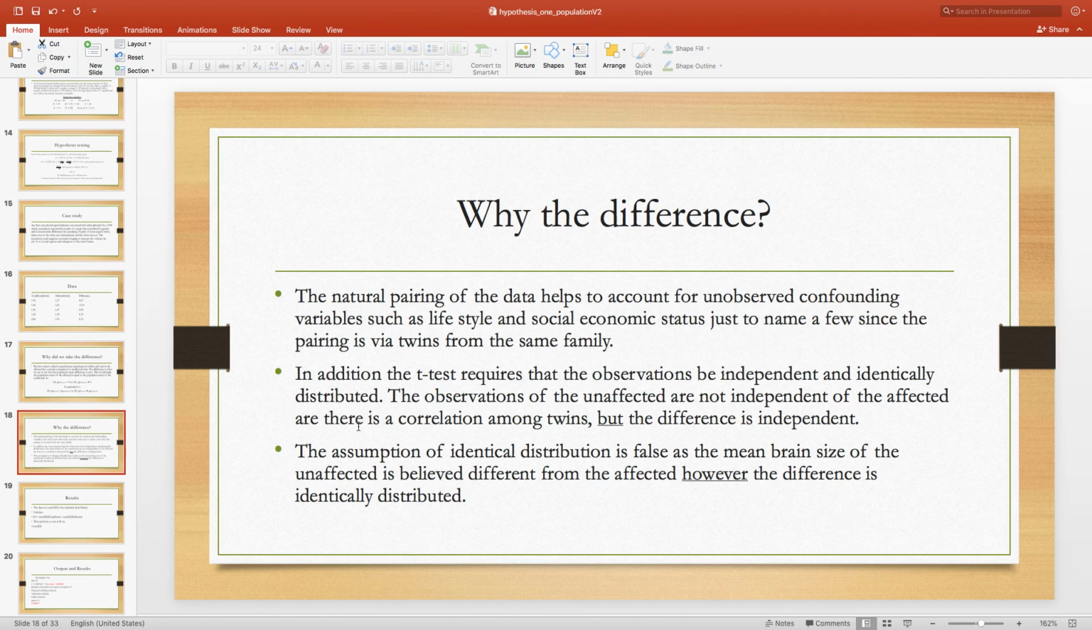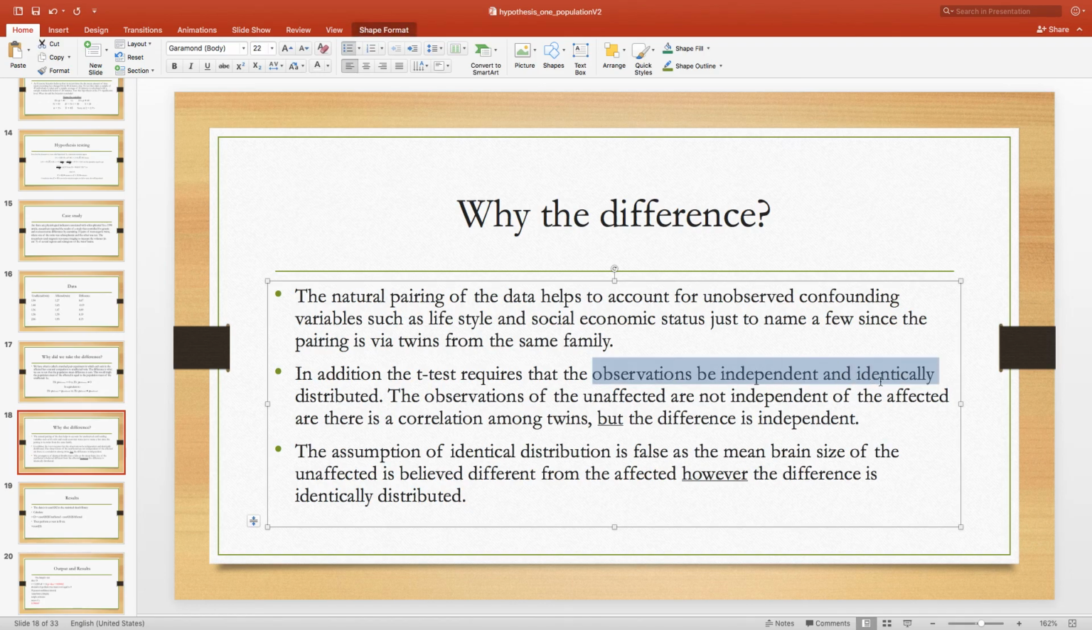Okay, so I've talked about a few of these reasons for taking the difference. One that I haven't talked about is that the observations should be independent and identically distributed. So there is a correlation among twins. Like if I have some genetic factors that make me a larger human, my other twin likely has those same genes that make their brain larger. And by taking the difference, we've accounted for these genetic differences, these confounding factors that are hard to observe. And so the differences are independent, but the individual observations before differencing are not, for that reason.